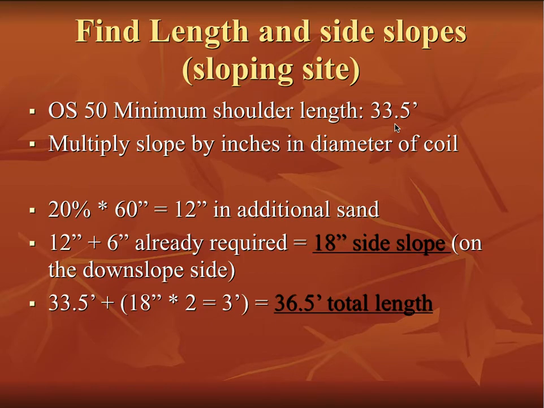So we already have 6 inches required. That's what we're going to have on the upslope side of these coils. So we'll add those together to give our total side slope for the downslope side, which will give us 18 inches of side slope. So again, just as before, since we have two sides to the slope in each drain field, we're going to have our 33.5 feet plus that 18 inches of side slope times 2, which is going to give us an additional 3 feet of side slope. So we have 33.5 plus 3, which gives us a total length of 36.5 feet.